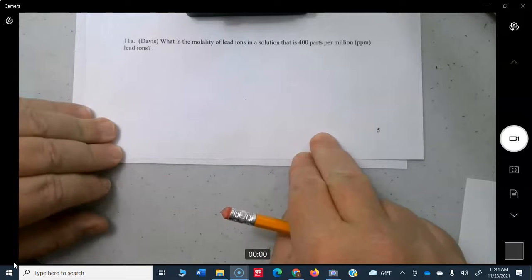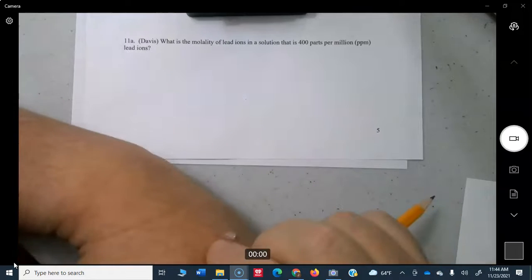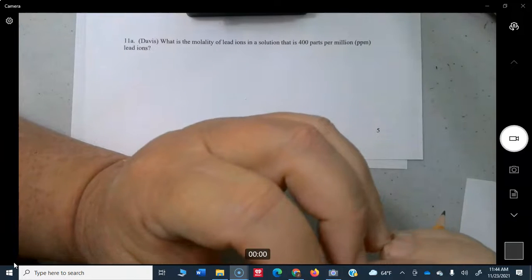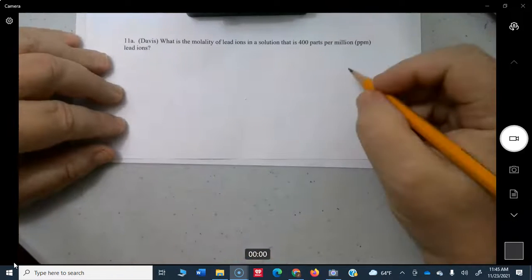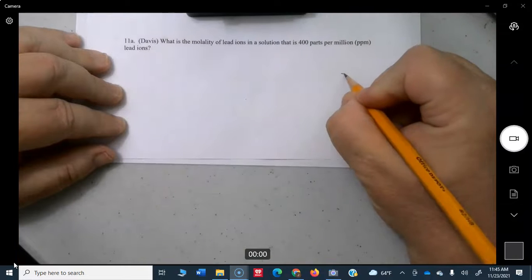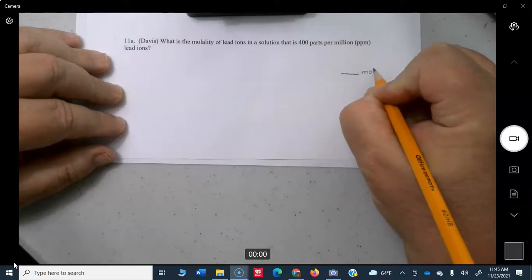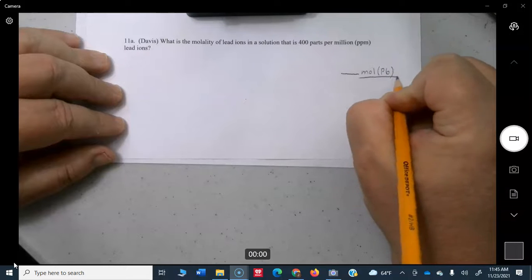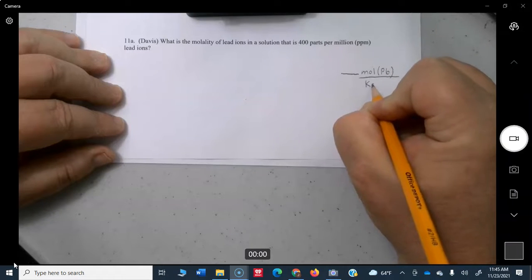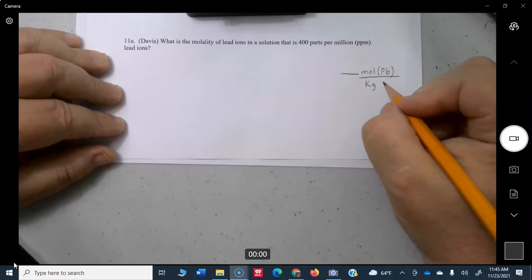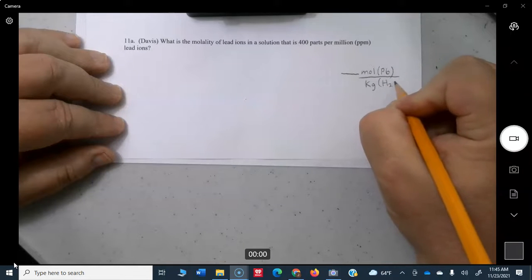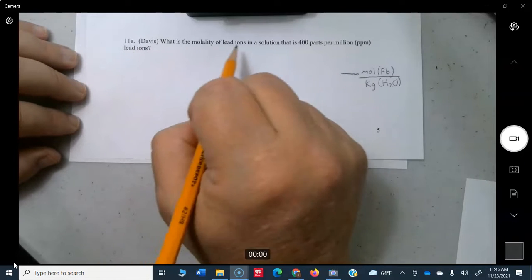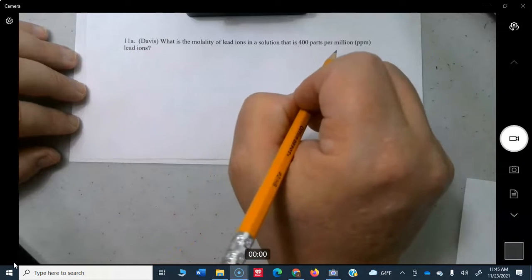All right, and now we're on to 11A. What is the molality of lead ions in a solution that is 400 parts per million lead ions? Okay, so molality. What is that? I'm going to come over here. It's moles of your solute, which is lead, Pb, over kilograms of your solvent, and that's going to be H2O, not the solution. All right, so what is the molality of lead ions that's 400 parts per million?